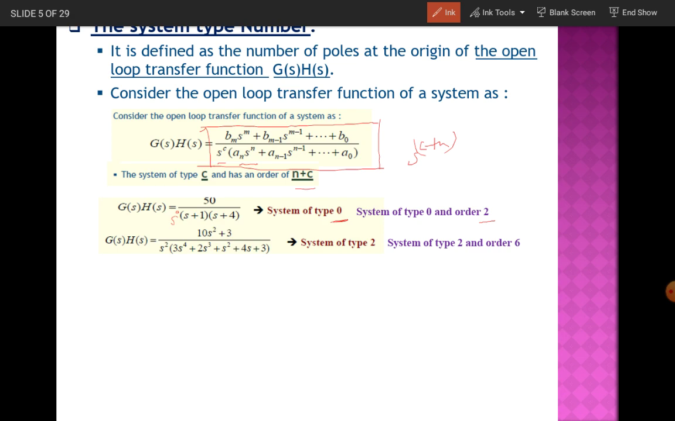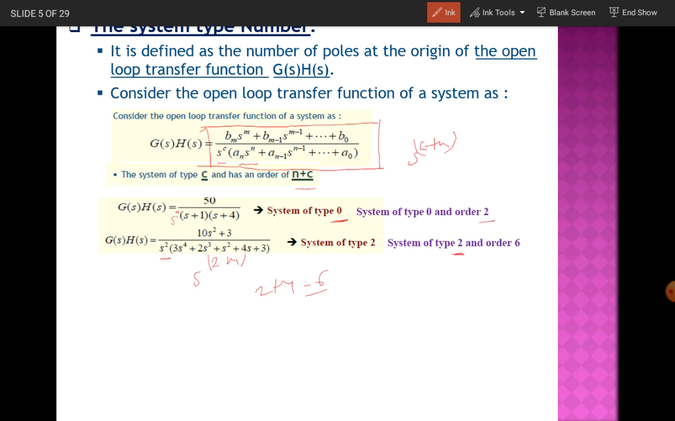In the second case, G of S H of S is equal to 10 S square plus 3 divided by S square into 3 S power 4 plus 2 S cube plus S square plus 4 S plus 3. In this, from the first term S square you can find the type. It is a type 2 system. Whereas when you multiply all the S terms, the highest power becomes S power 2 plus 4, which is equal to 6. So this is a sixth order system.